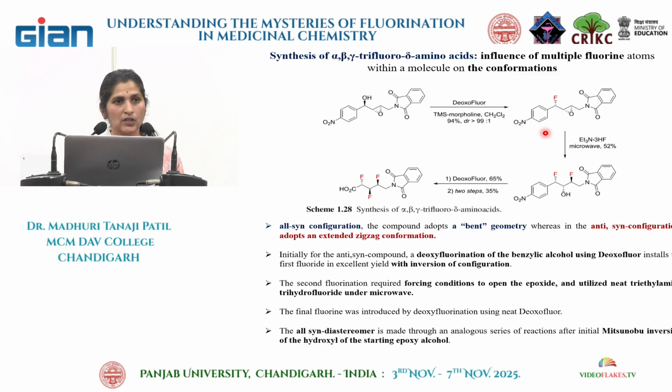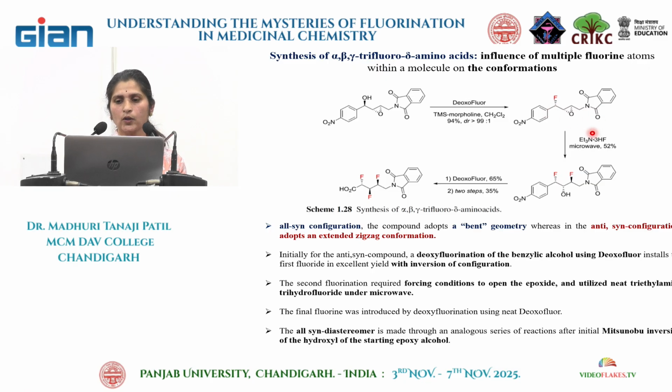Now, as I mentioned in the beginning itself, even though most of the time with DAST you observe retention in configuration, sometimes you get inversion in configuration, sometimes you get retention in configuration, okay? Now here carbocation formation is prevented due to the presence of this nitro group, right? Because it will not stabilize that carbocation at the benzylic position. So that's why you are getting only the SN2 product. Again, this TMS morpholine will prevent the SN1 path. So that's why you are getting fluorine with inversion in configuration.